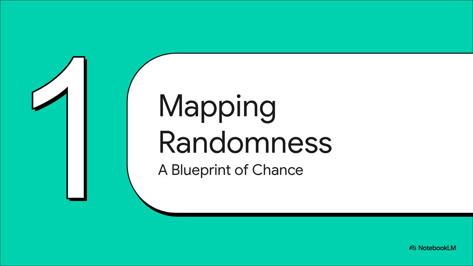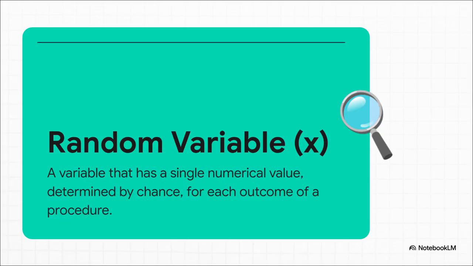All right, first things first. Before we can start drawing our map of randomness, we need to get our toolkit ready. We have to understand a couple of key ideas that are going to let us measure and predict all the possible outcomes. Okay, tool number one is something called a random variable. We usually just call it X, and honestly, it's simpler than it sounds. It's just a way of sticking a number on a random outcome.